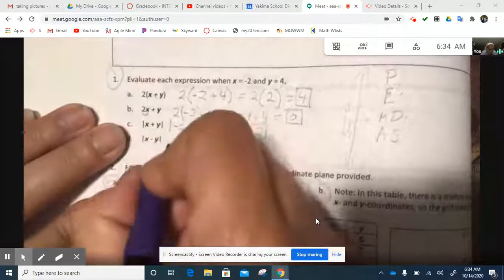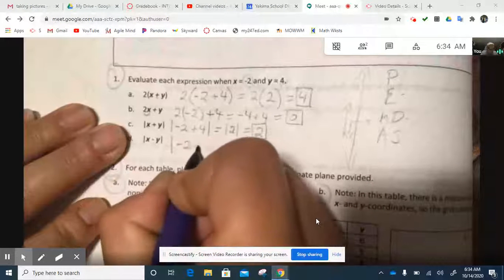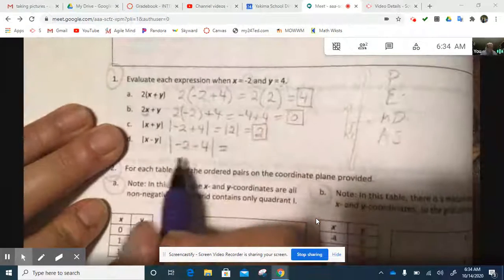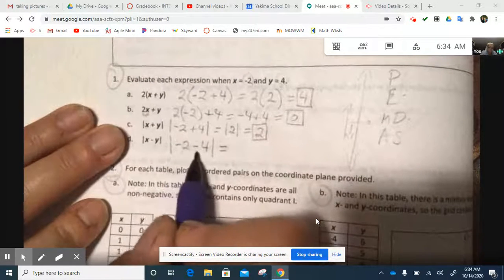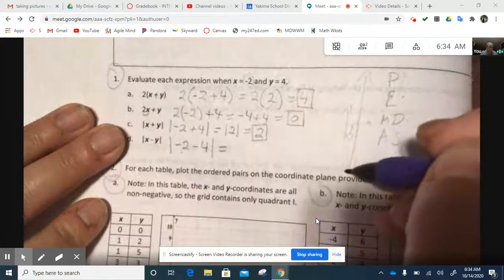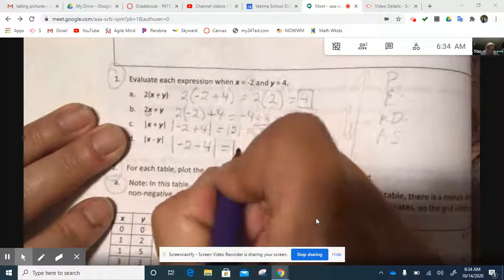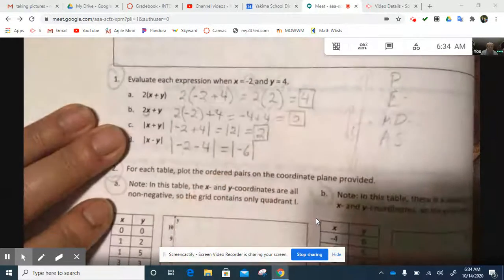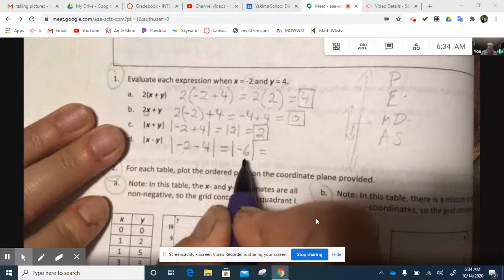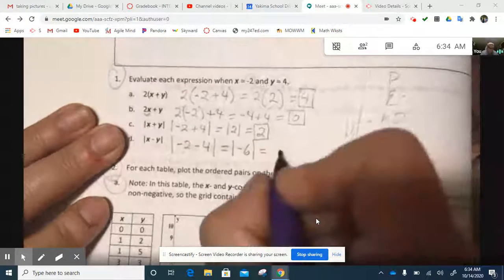Okay, now let's do absolute value of x, and x is -2, minus y, and y is 4. Okay, so we're going to go down 2, and then when we minus 4, we're going to go down 4 more. So we're going down 2 and then down 4 more. We're going to be even further below 0. So we're going to be at a -6. All right, so absolute value of -6 means how many units away from 0 is -6? It is 6 units away from 0.